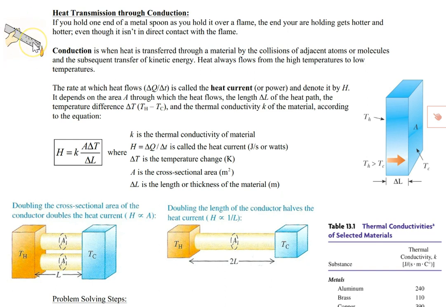So in this particular case, the heat from the flame causes the atoms and the free electrons in the end of the metal to move faster, and these atoms start to jostle around against each other, and then they start to pass on that energy from one end to the other end.